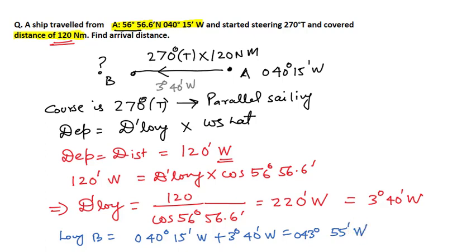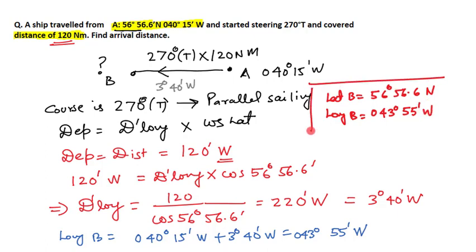So now let's summarize the answer. The latitude of B will be same, which is 56 degree 56.6 minute north, and longitude of B will be 043 degree and 55 minute west. This is the answer.